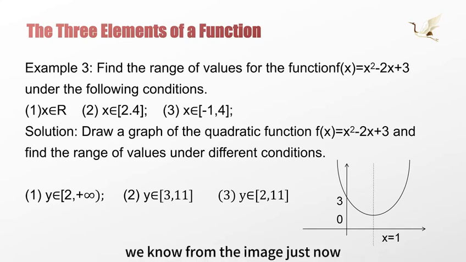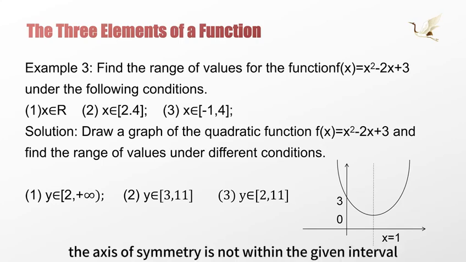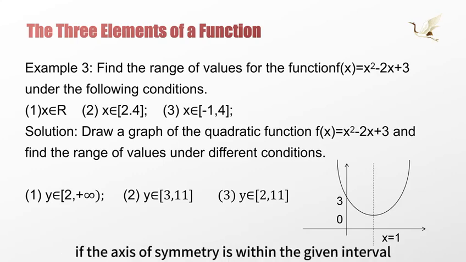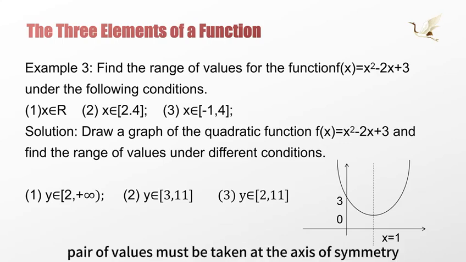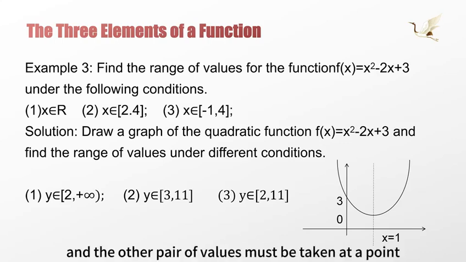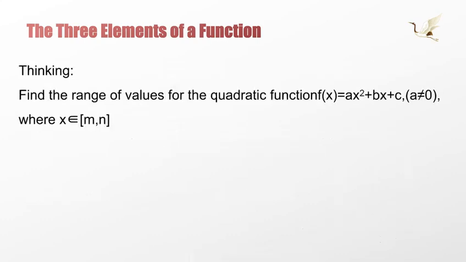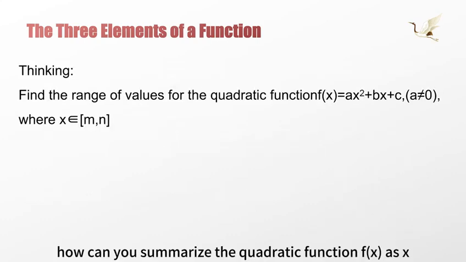We know from the image just now, when the axis of symmetry is not within the given interval, we can bring the endpoint values directly into the range of values. If the axis of symmetry is within the given interval, then one value must be taken at the axis of symmetry, and the other value must be taken at a point far away from the axis of symmetry.